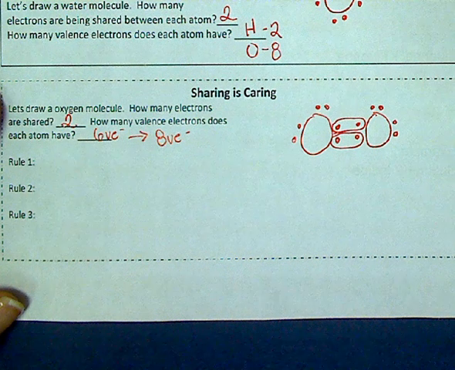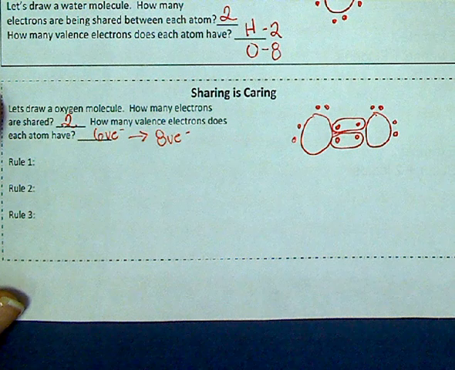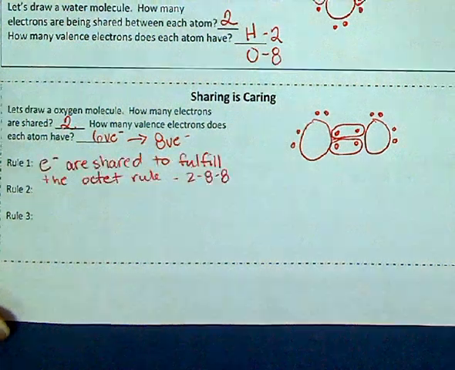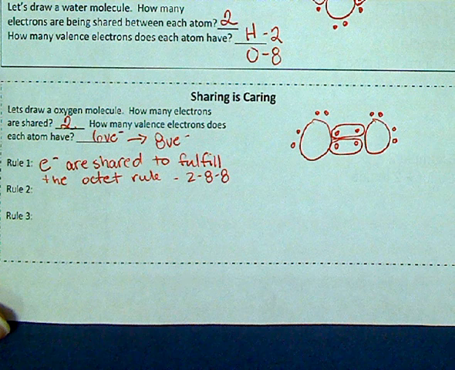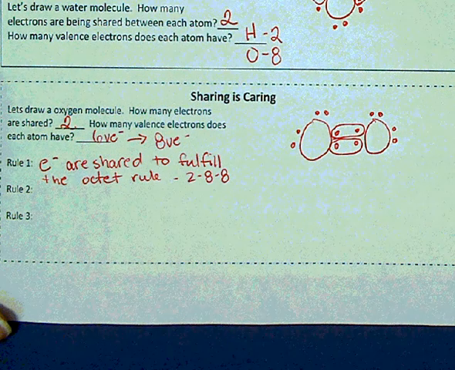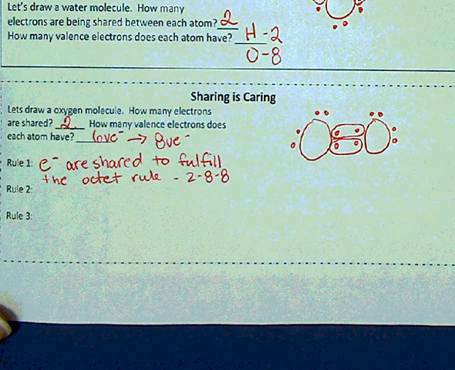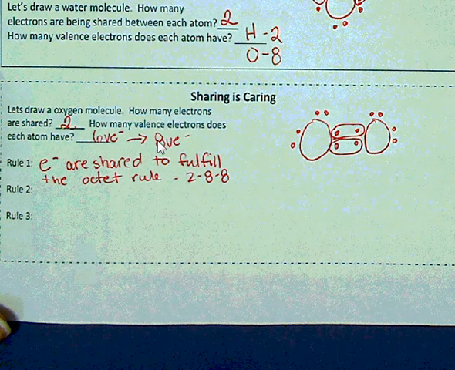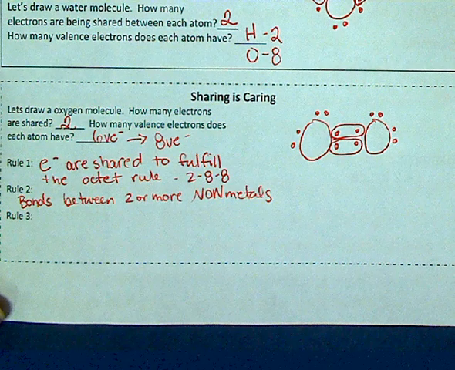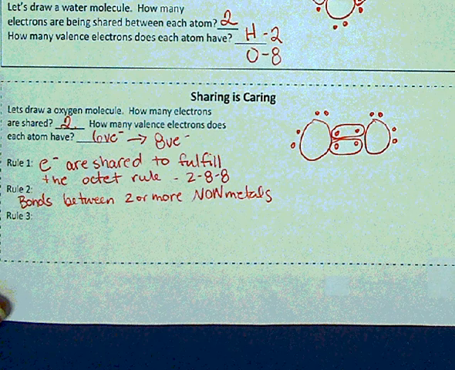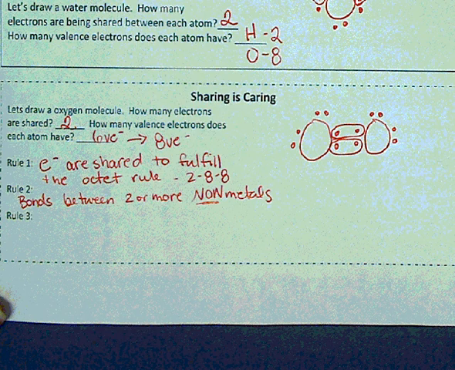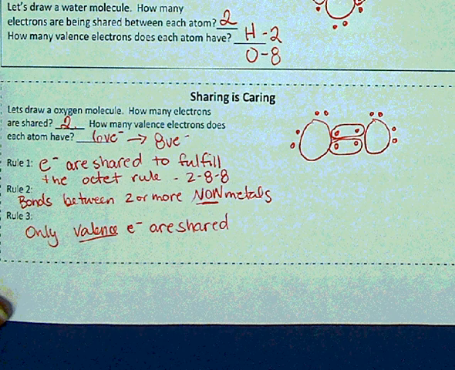So there are 3 rules we're going to look at about covalent bonding. Rule 1, electrons are shared to fulfill the octet rule, which the first energy level would have 2 and be considered full. The second and third energy levels only need 8 valence electrons to be considered full. That is the octet rule. Rule 2. The bonds are going to form between two or more non-metals. Rule 3. Only valence electrons are shared.